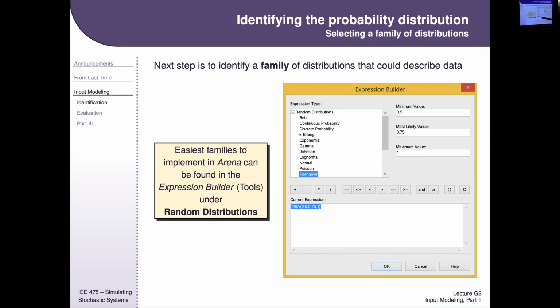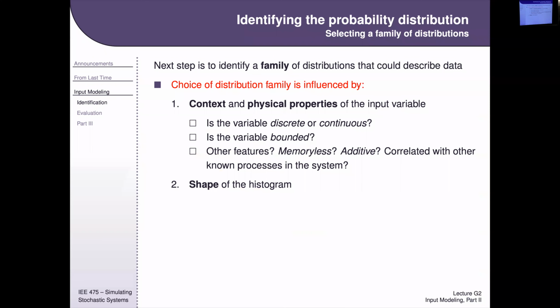And the way you find those is if you build any expression inside ARENA, you can right click on it, go to the expression builder, and it'll pop up this thing. Under expression type, one of the categories is random distributions. These under random distributions are not necessarily grouped by continuous or discrete, so you have to recognize them, but they've got a long list of them there. Those are kind of your first contenders.